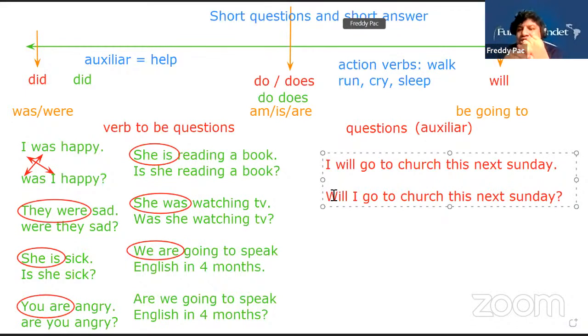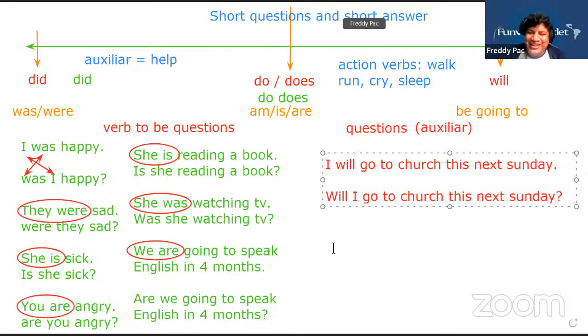I will go to the church. You will go to the church. She will go to the church. He will go to the church. It, the dog, it will go to the church. They will go to the church. We will go to the church.